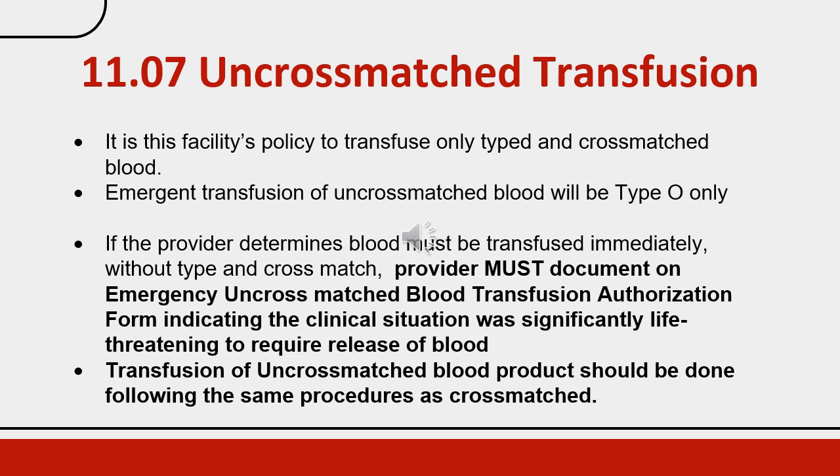Policy 11.07 is the specific policy that relates to the transfusion of uncross-matched blood. In general, it is the policy of our facility to only transfuse blood that has been specifically type and screened or type and cross-matched for the patient who is receiving it. If the provider determines that blood transfusion must occur immediately without a type and cross, the provider must document on the appropriate emergency uncross-match forms and include the clinical condition that is present that justifies administering the uncross-matched blood.